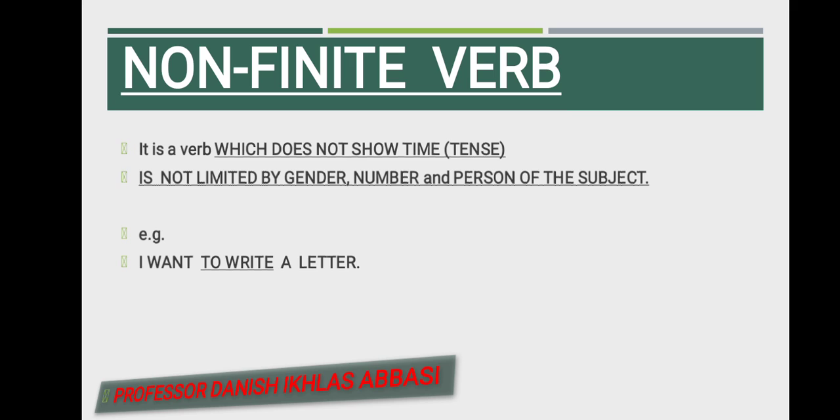Now, if you look at this example, here the non-finite verb is to write. Now, to write does not change with respect to I. If we say a sentence just like we want to write a letter, the to write remains the same. They want to write a letter, again to write remains the same. So, to write is a non-finite verb that is not limited by gender, number, or person, and it also does not tell us about the tense or time of the action.